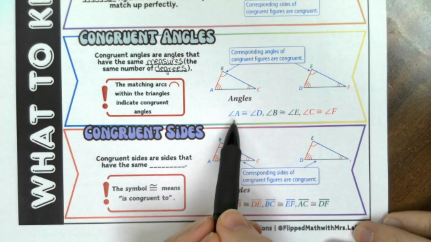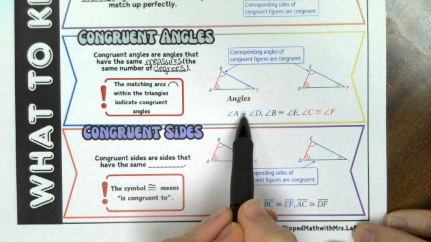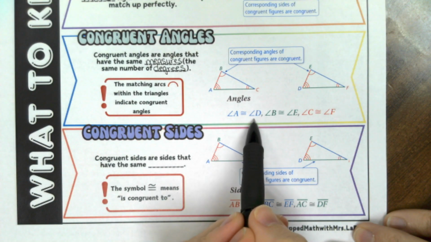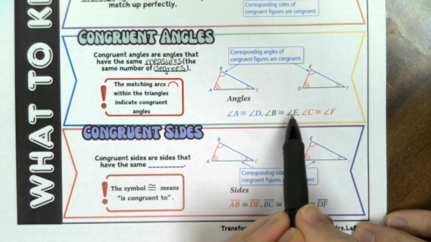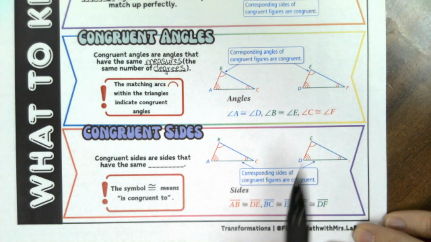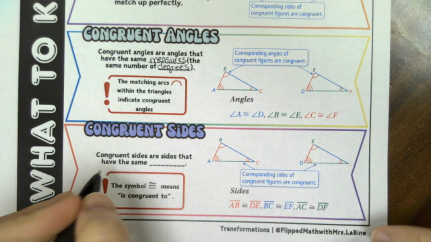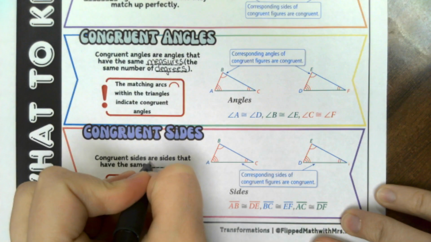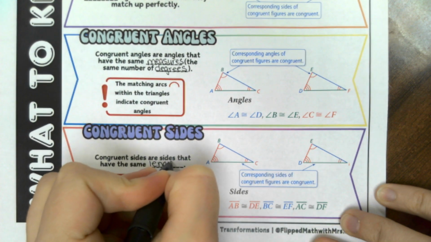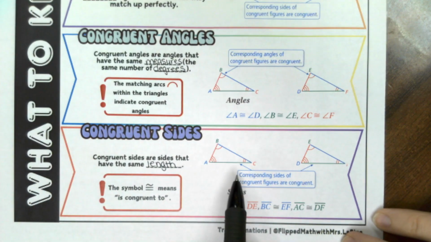Okay, and this is how we would write it. We'd say angle A is congruent to angle D. Angle B is congruent to angle E. Angle C is congruent to angle F. So then you have congruent sides. Congruent sides are sides that have the same length. Again, kind of what we just talked about up here.